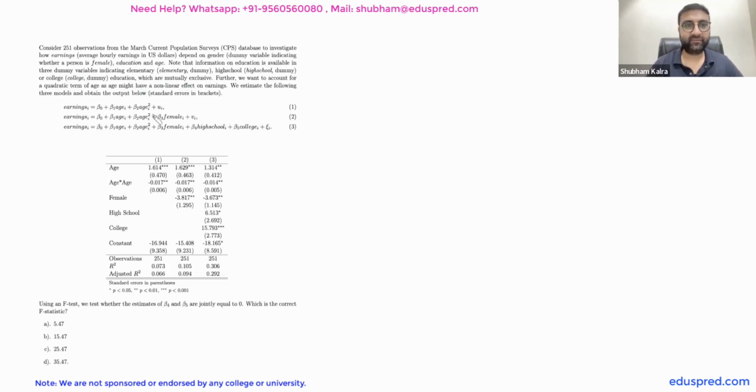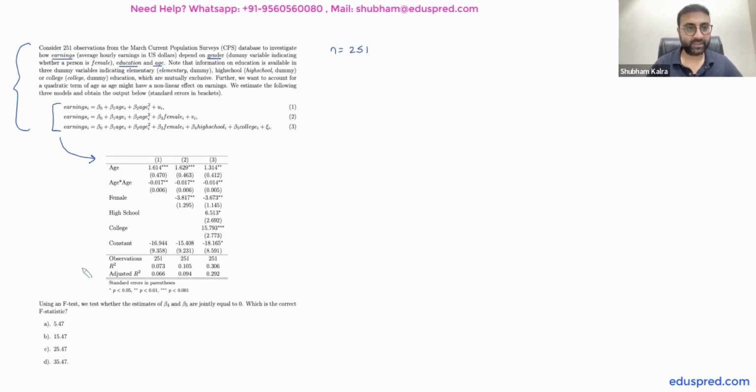This question is a follow-up part of the previous question that I discussed with you. Basically, it's the same story. If you see over here, we once again have 251 observations, so that means lowercase n is equal to 251. Earnings is the dependent variable, and we have three independent variables: gender, education, and age. And we are given three models over here, and this is the output corresponding to these three models.